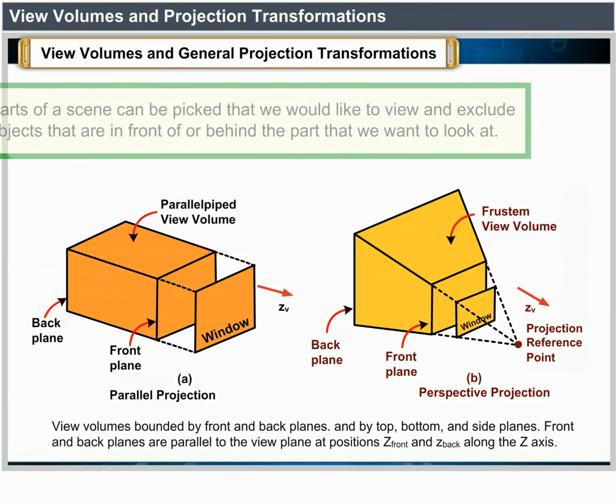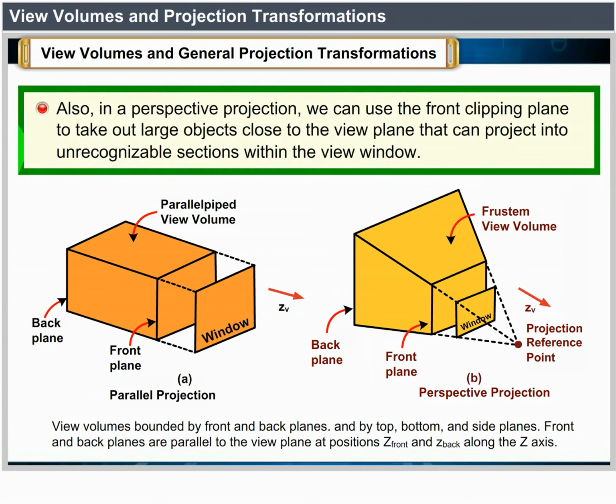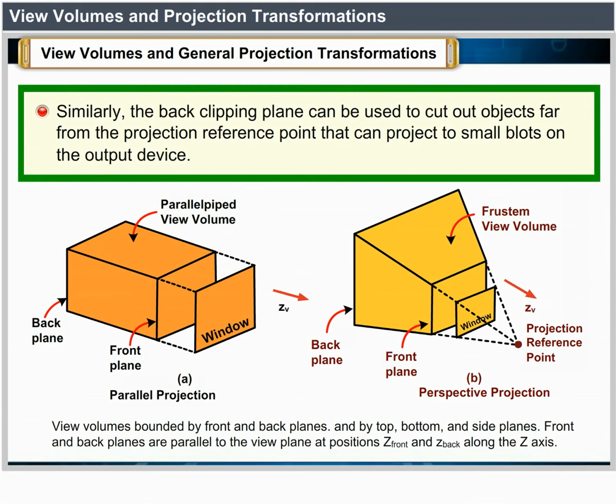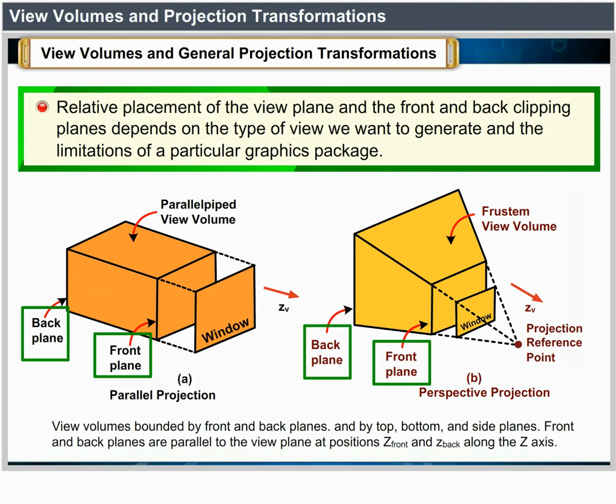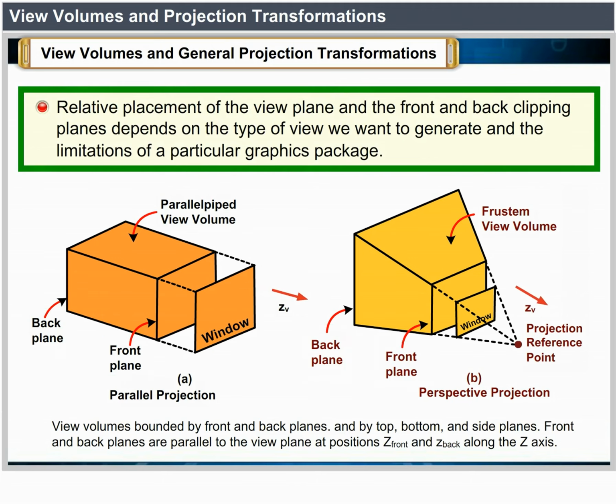Also, in a perspective projection, we can use a front clipping plane to take out large objects close to the view plane that can project to unrecognizable sections within the view window. Similarly, the back clipping plane can be used to cut out objects far from the projection reference point that can project to small blots on the output device. Relative placement of the view plane and the front and back clipping planes depends on the type of view we want to generate and the limitations of a particular graphics package.